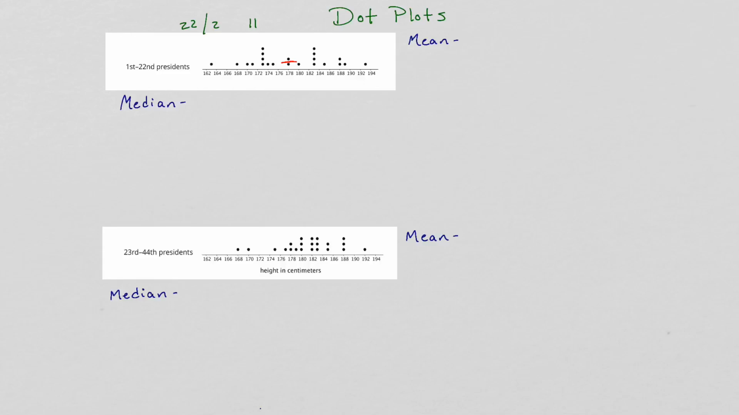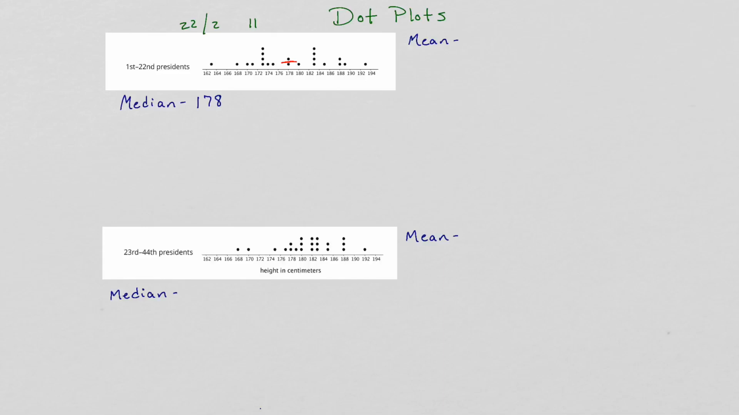So our median is 178. Remember, if we have an even number of data, the median falls right between two numbers. But in this case, both numbers are 178. So if we average the two numbers together, we'd still get 178. So that makes it easy on us.